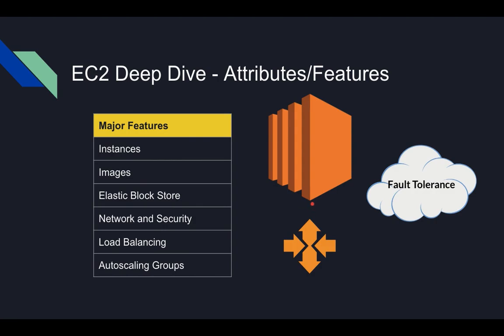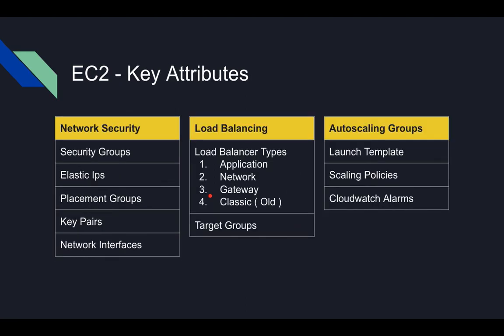You don't have any failure in your application. So that's how this major feature comes into the picture in EC2, and it always addresses those two topics of highly available and fault tolerance. Okay, and if you get into the key attributes again, as we have seen, there is network security.